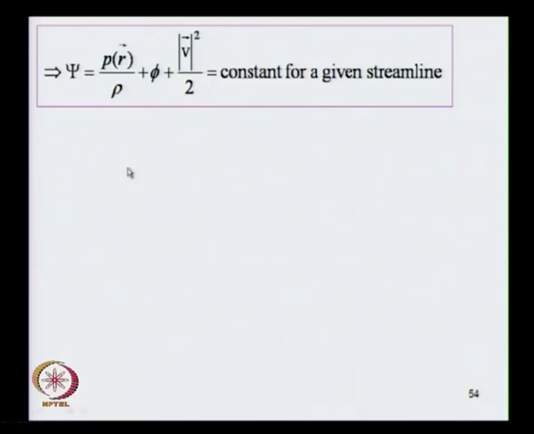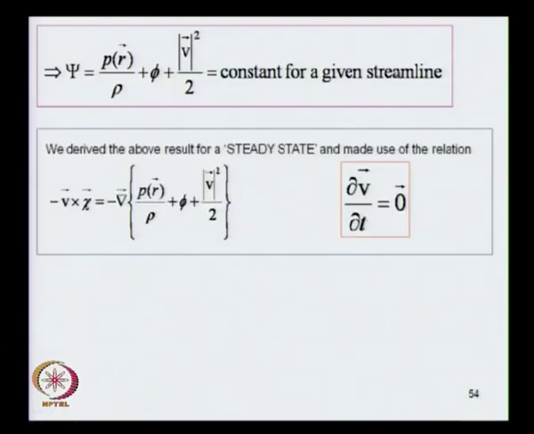This part tells us that the function psi, which is the sum of these three terms, is a constant for a given streamline. This came from the fact that we considered the fluid flow to be a steady state flow when the cross product of vorticity with the velocity was given by this expression. This was the condition that we analyzed. Rest of it was simple algebra. All we did was to take the scalar product with the velocity field.